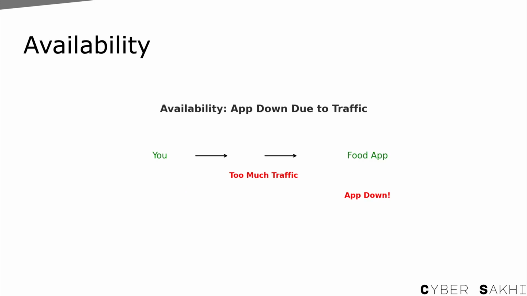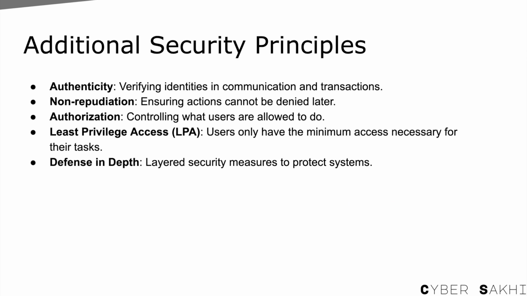Availability: you're craving food and try to order online, but the app is down because of too much traffic. That's a failure of availability. It wasn't accessible when you needed it. Denial of service attack is another classic example of killing availability. When too many bots make requests to a website and the website is not able to handle that much load, it goes down. The CIA triad is great, but modern security challenges need more than just those three principles.